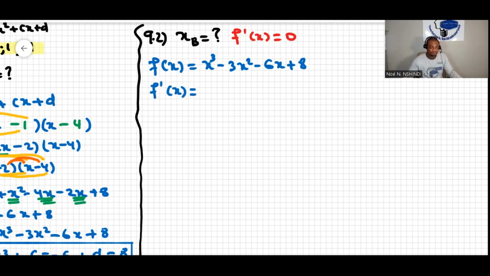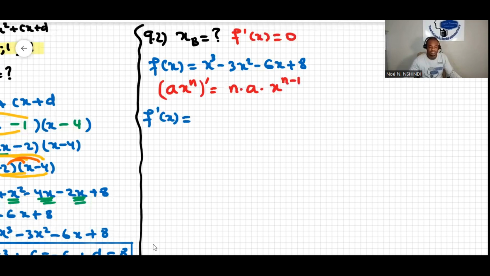f prime of x will be what? When you differentiate each term, when it is ax to the power of n in a polynomial, the derivative is n times a times x to the power of n minus 1. Okay, so we can work out f prime of x.